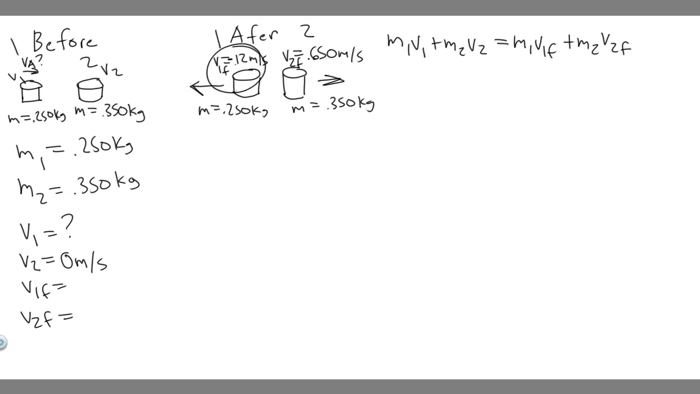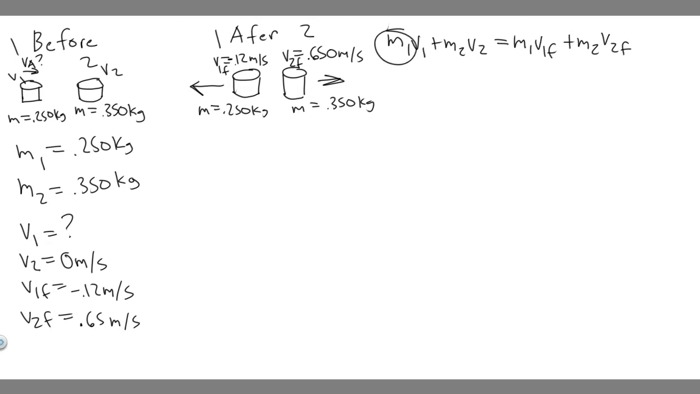Then let's look at v1 final. After the collision, it's 0.12 meters per second, but since it's going to the left, we label it negative, so v1 final is minus 0.12 meters per second. Then v2 final is puck B after the collision, which is 0.650 meters per second, and since it's going to the right, we label it positive. Now we have every variable, so we can go ahead and plug in.